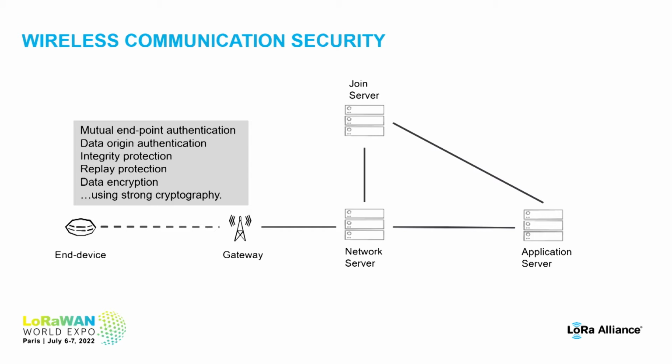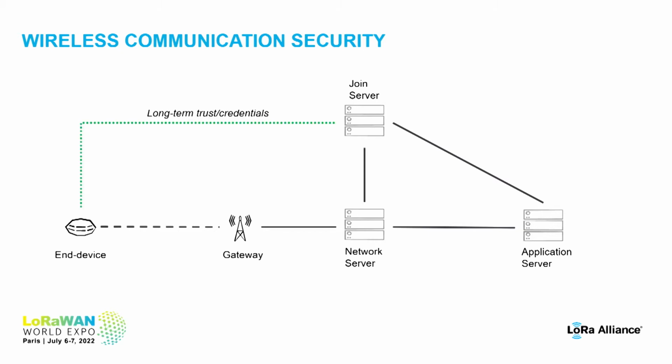And when it comes to wireless communication, given that we cannot rely on physical security, we rely on cryptographic security, which needs to ensure mutual endpoint authentication, data origin authentication, integrity and replay protection, and encryption. And that's all using strong cryptography.